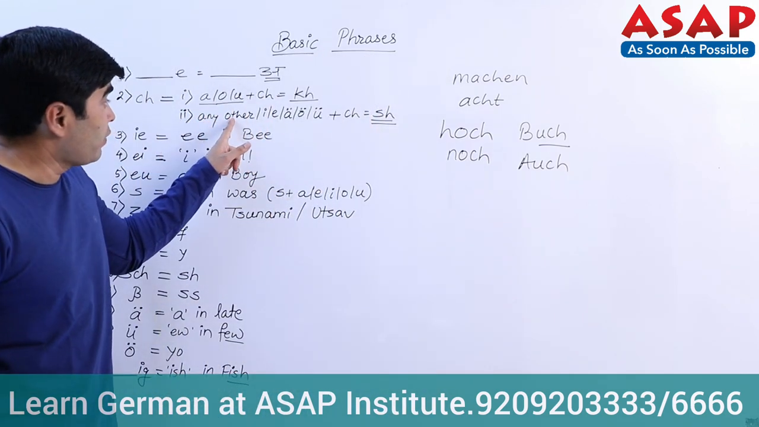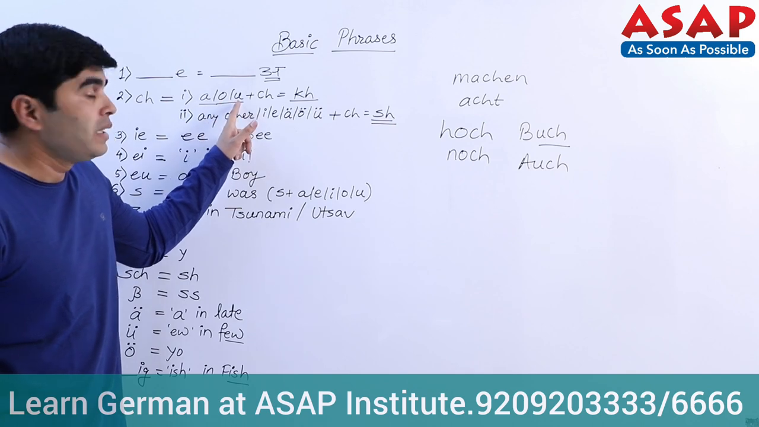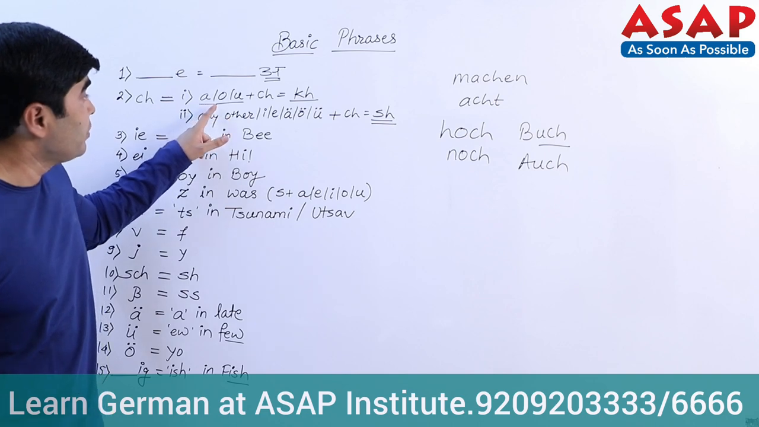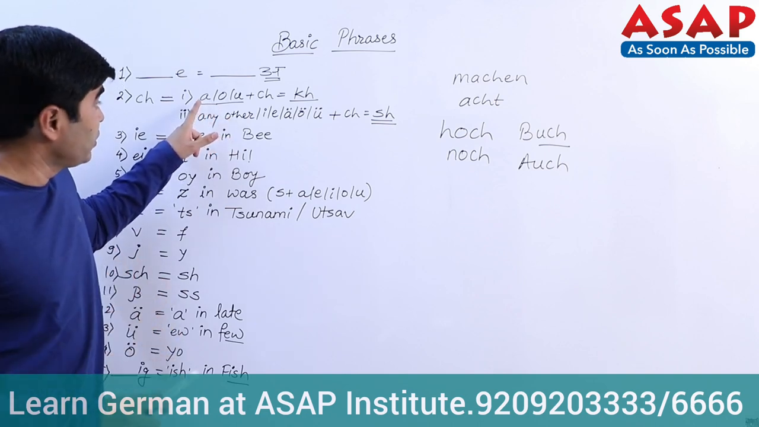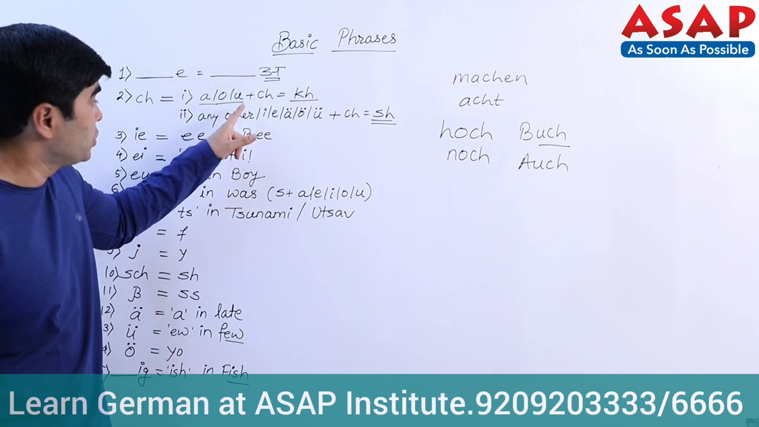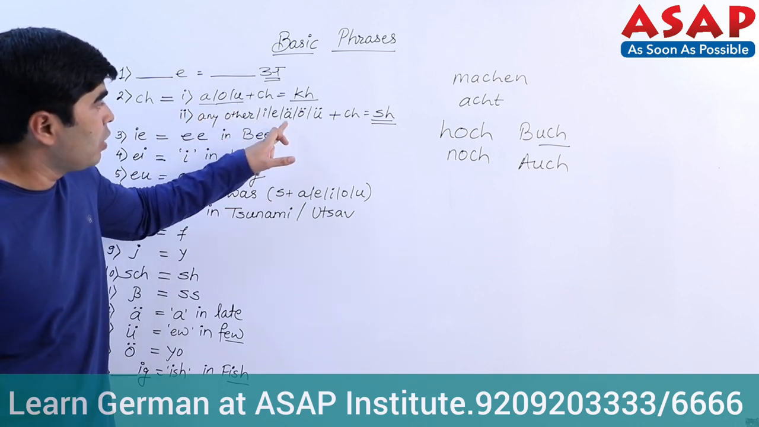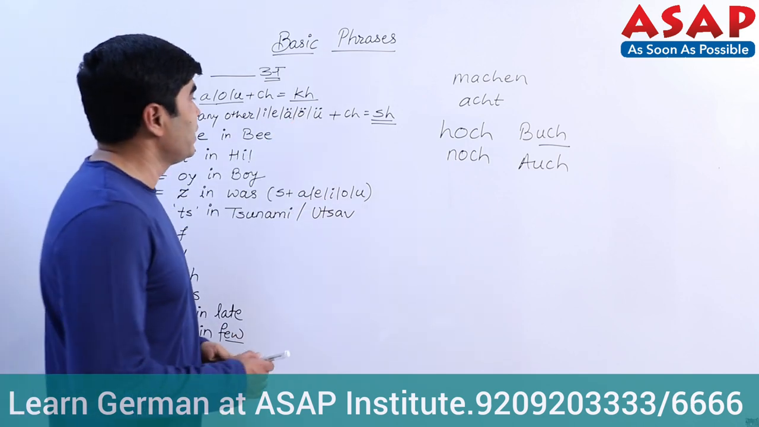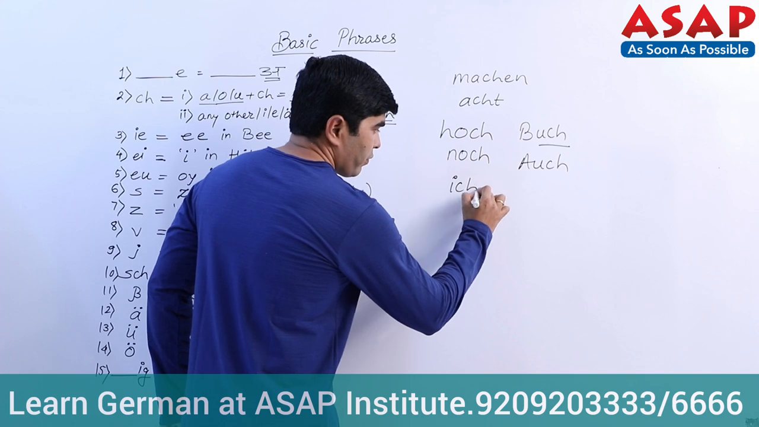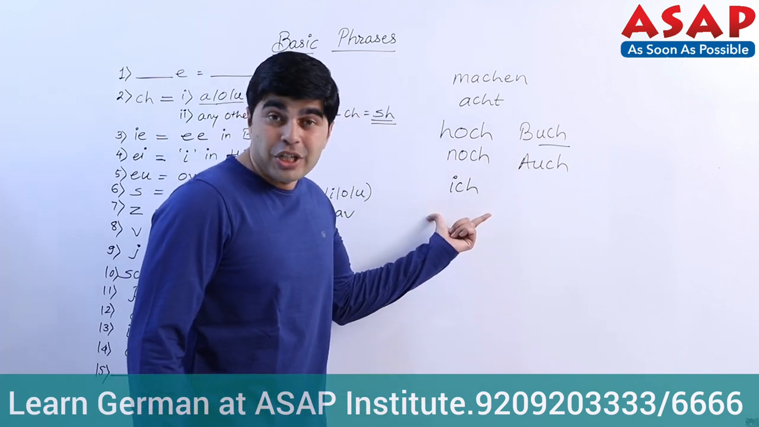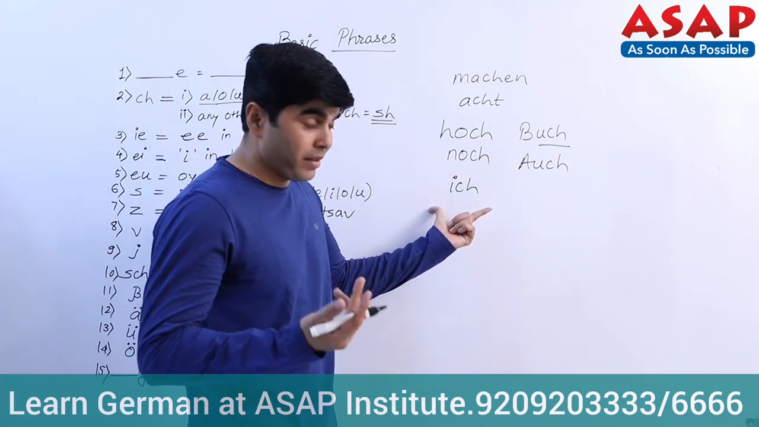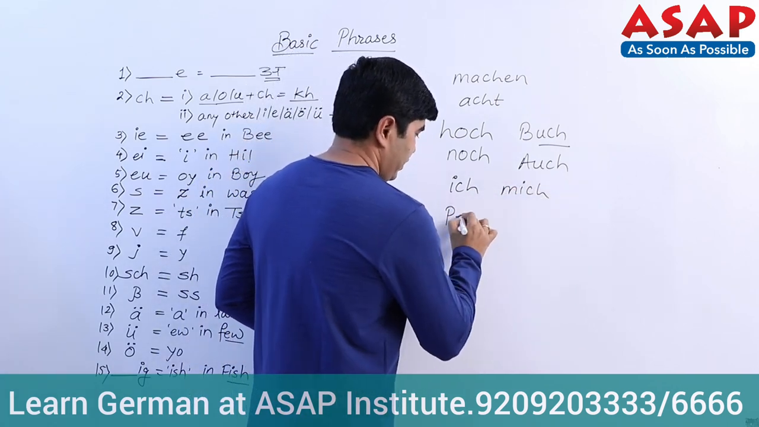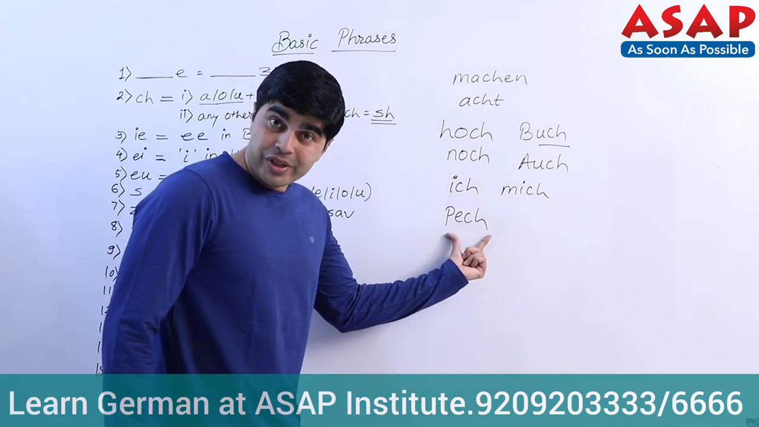Now we'll see what the sound will be if there is any alphabet other than A, O, U before CH. Don't misunderstand: we are talking about only three vowels, A, O, U. Now any other alphabet like I, E, or A, O, U with umlaut, then the sound will be a little bit different. How do you read this? Ich, sh sound, ich. Then, of course, mich. This is pesh.